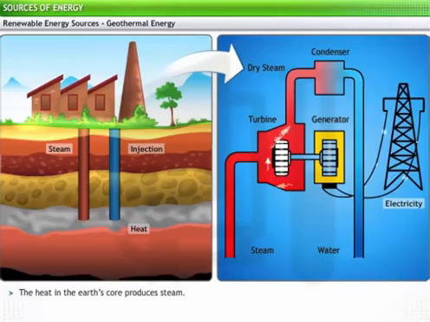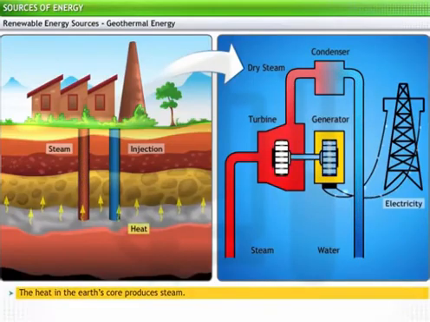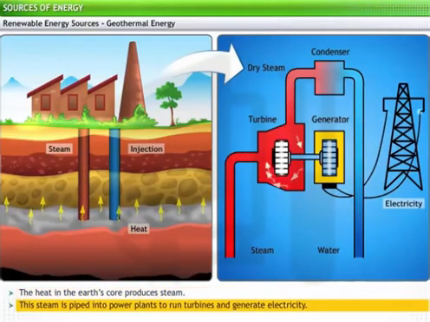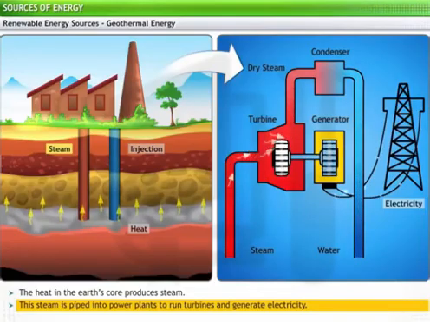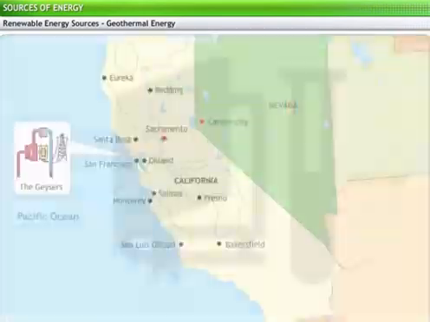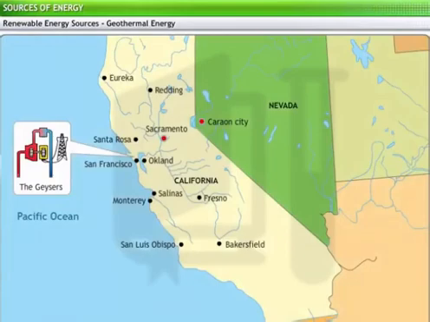Geothermal energy is derived from steam produced due to extreme heat in the Earth's core. This steam is channeled into power plants to run turbines and generate electricity. Sometimes, a deep well, called an injection well, is used to pump water into the heat pocket and pressurize the steam up to the power plant. The world's largest geothermal power plant, The Geysers in California, USA, has been in operation since 1924.